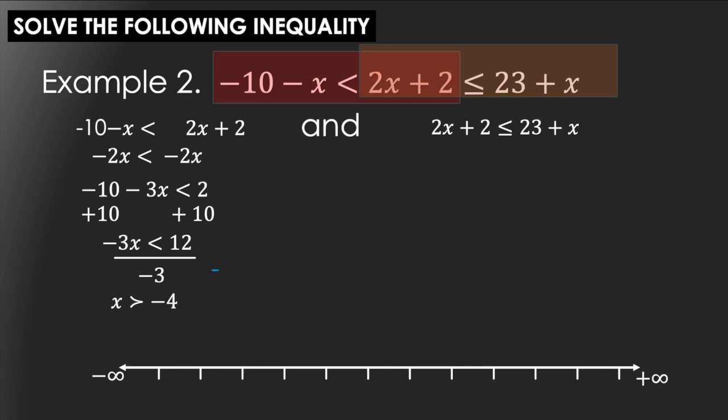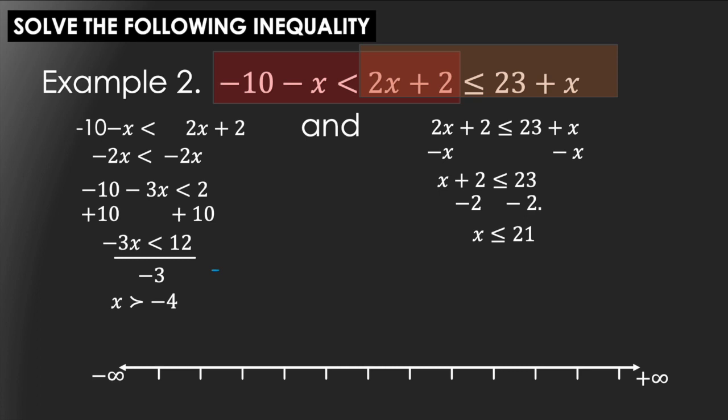Now let's consider the second part. First, let's bring all x terms to the left. For that, let's eliminate the x term on the right by adding negative x on both sides. So we get x plus 2 less than or equal to 23. Now isolate x on the left side by adding negative 2 on both sides. We have x less than or equal to 21. So this is the second part of our solution.